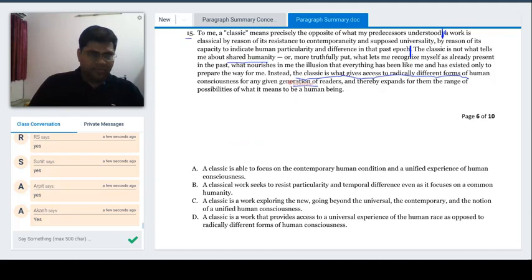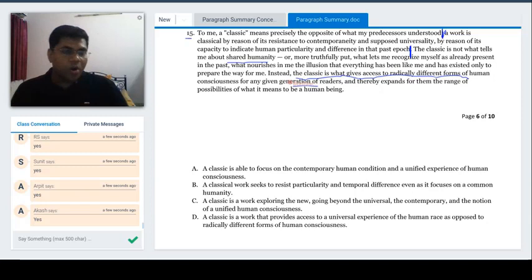Absolutely the way it should be. Radically different, new, right? Going beyond the universal, and precisely it is what C has to say. A classic is work exploring the new, going beyond the universal, the contemporary, and the notion of unified effort.